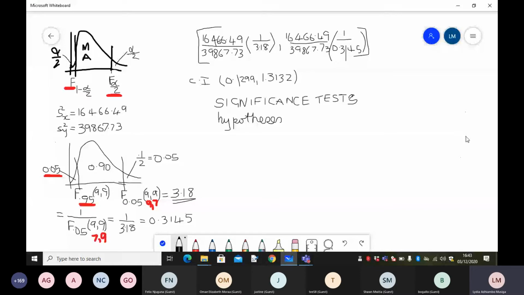Now, let us just make a few definitions in order for us to understand a few terms that we need to use under this topic. So the first definition, statistical hypothesis.